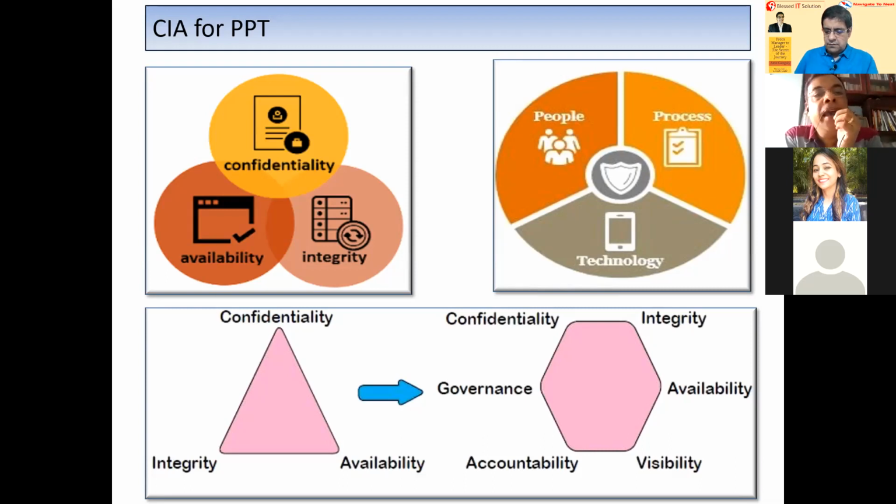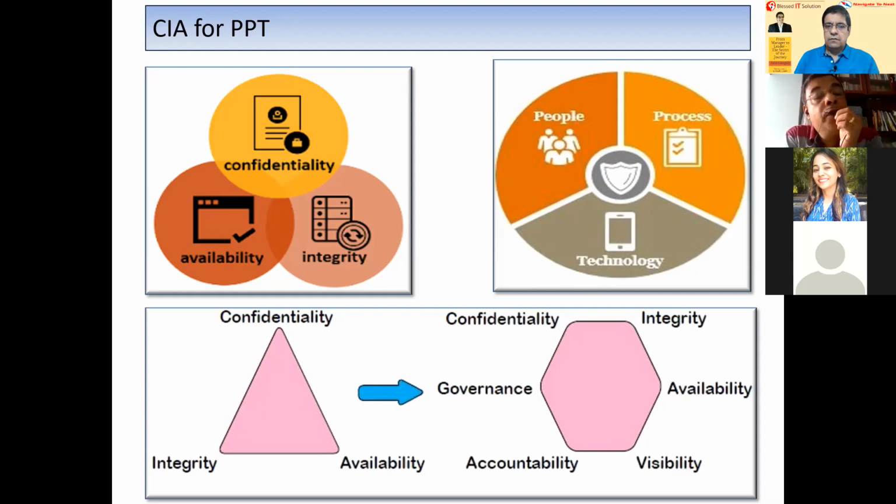So CIA is the basic pillars of information security. They are the three most important. They are the only pillars of security. We should keep the data confidential. It should only be available to that particular user who requires it. The data should have integrity. That means the format of the data should not be changed.